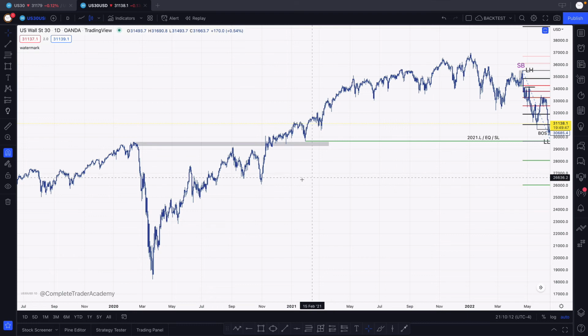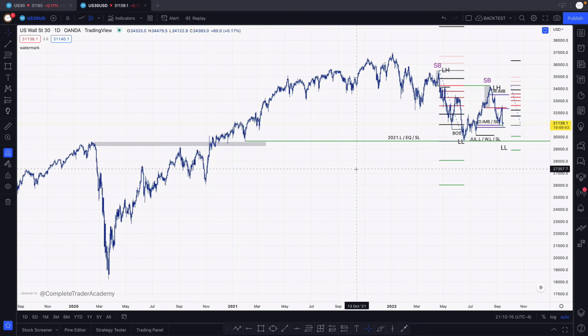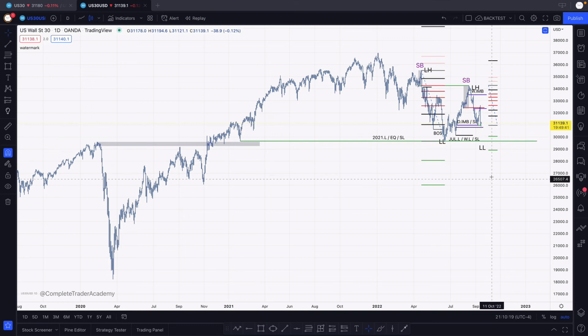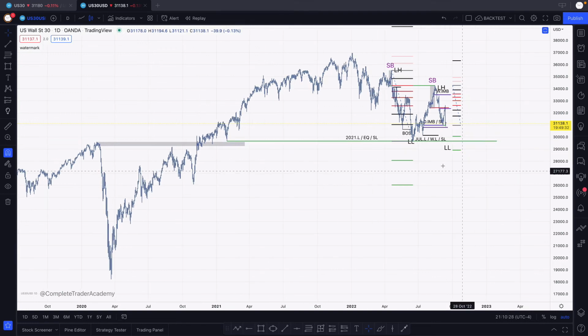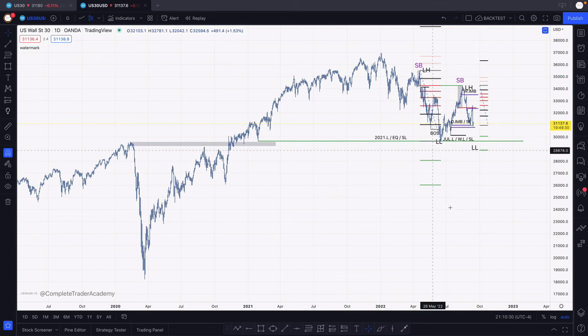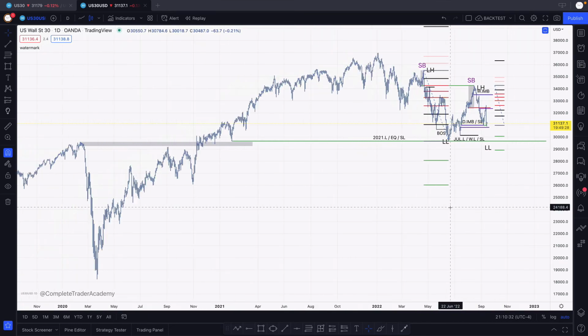You will notice that this is technically a resistance turned support, about to maybe return lower, break the support, and now become resistance again and come down. Now, I don't know if the market's going to come down this much. I don't really care, honestly, but this is just ideas.